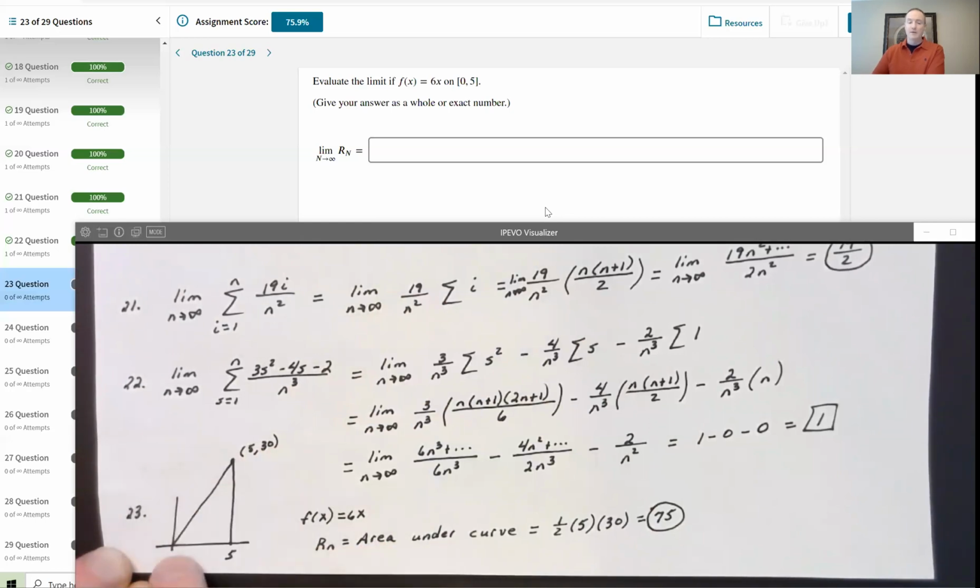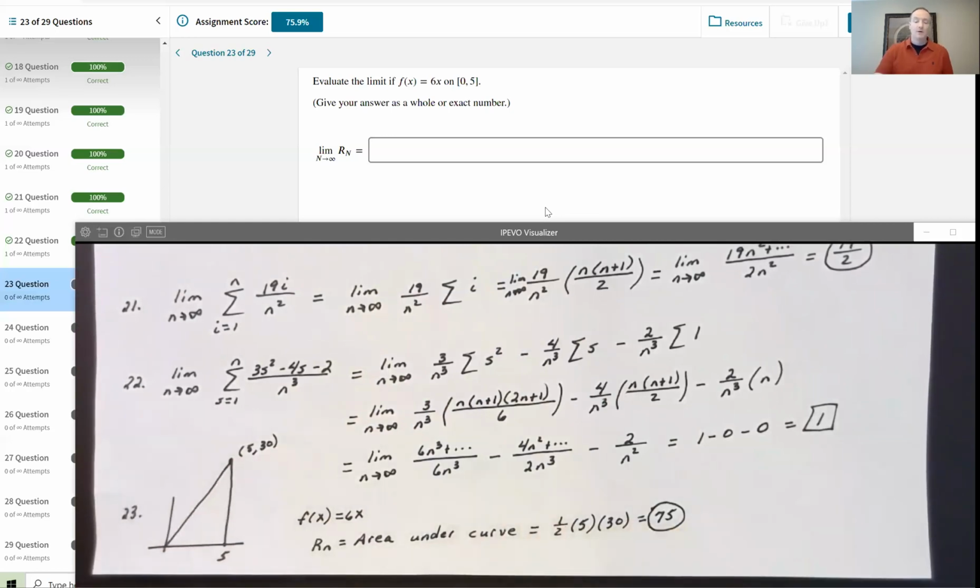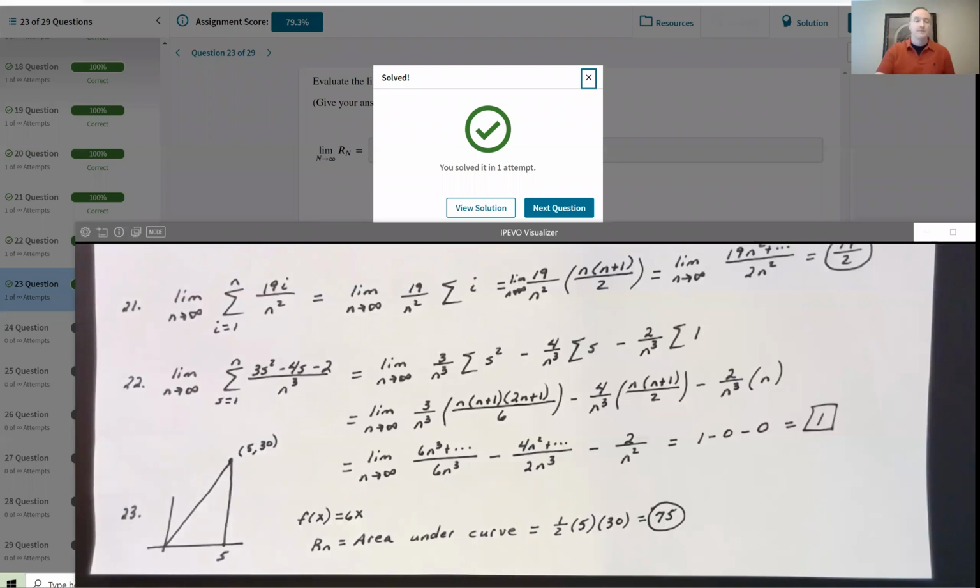So the area under this curve is just the area of this triangle generated underneath it. So I just said 1/2 base times height, 1/2 times 5 times 30, and I got an area under this curve of 75, which should match the infinite Riemann sum approximating the area under that curve. So we say 75, check that answer, correct.